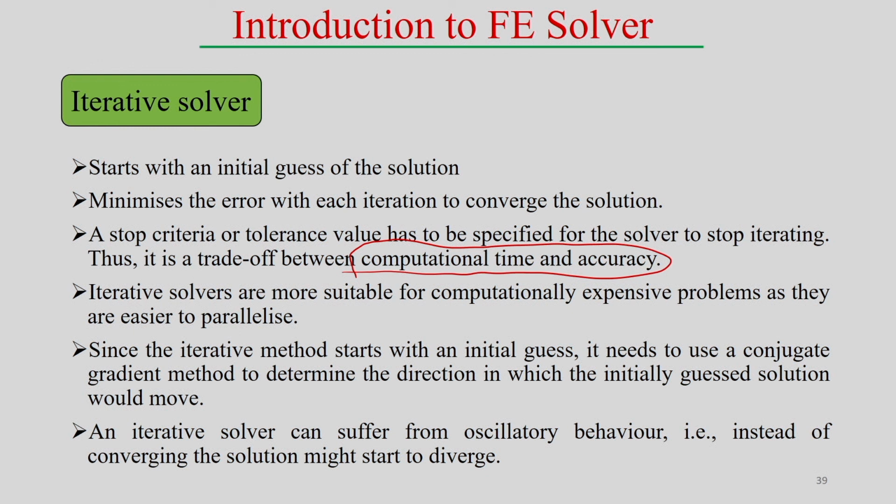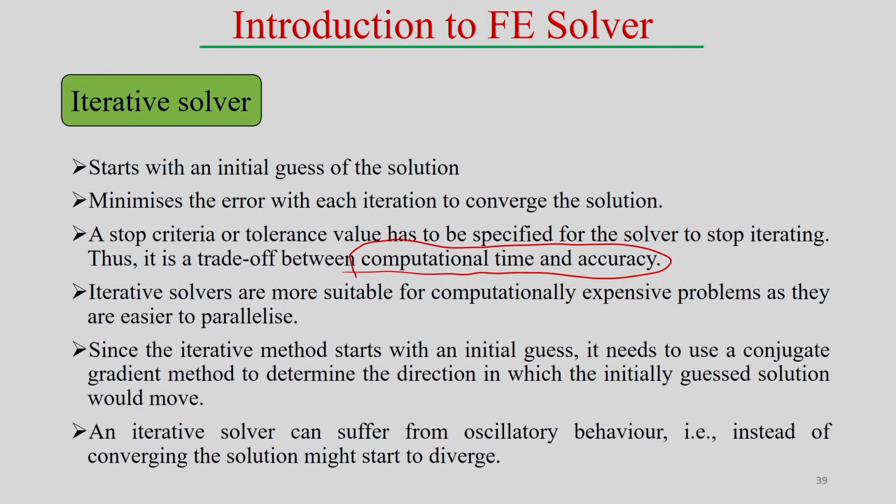Apart from that, the convergence of an iterative solver also depends on a very good initial guess. If the initial guess is very good, then we can expect a quickly converging solution from a particular iterative solver. So that is also very important. There are several algorithms such that we can quickly have a very good initial guess for the iterative solver. An iterative solver can also suffer from oscillatory behavior.